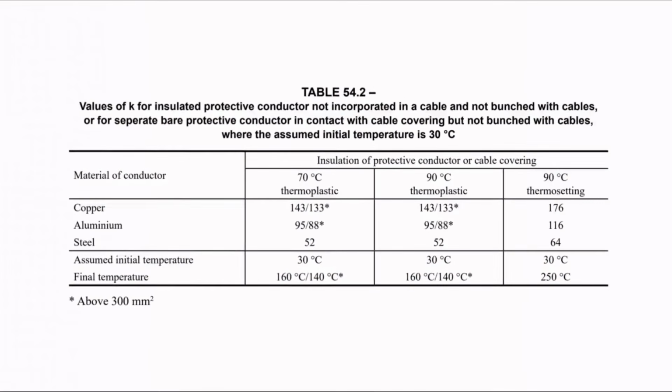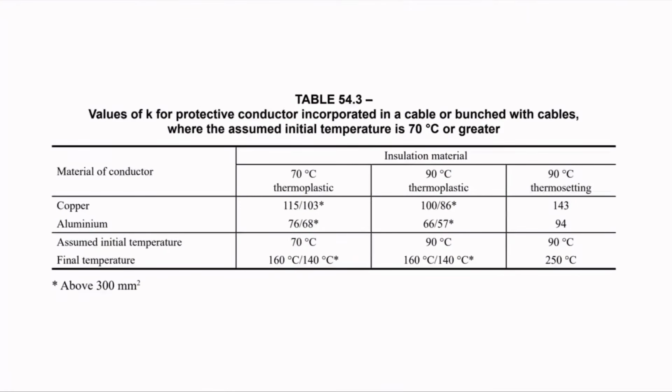Table 54.2 is values of K for insulated protective conductors not incorporated in a cable and not bunched with cables, or for separate bare protective conductors in contact with cable covering but not bunched with cables, where the assumed initial temperature is 30 degrees C. So it's not that one, as our CPC is incorporated into the cable. Table 54.3 is values of K for protective conductor incorporated in a cable or bunched with cables, where the assumed initial temperature is 70 degrees C or greater. That one sounds good, as our CPC is incorporated into the cable, but let's just check the others.